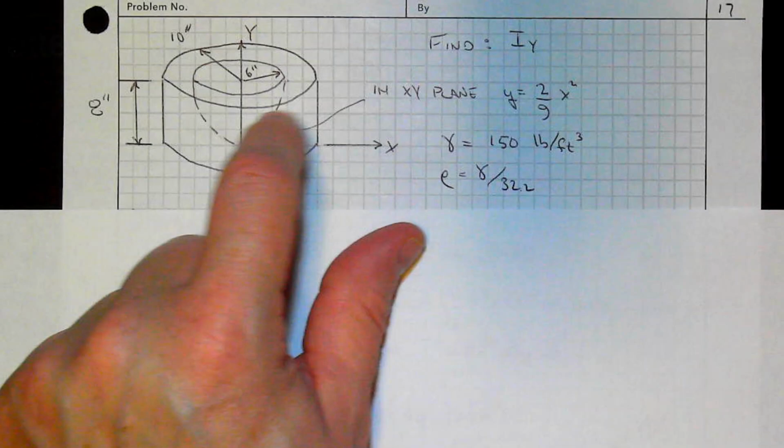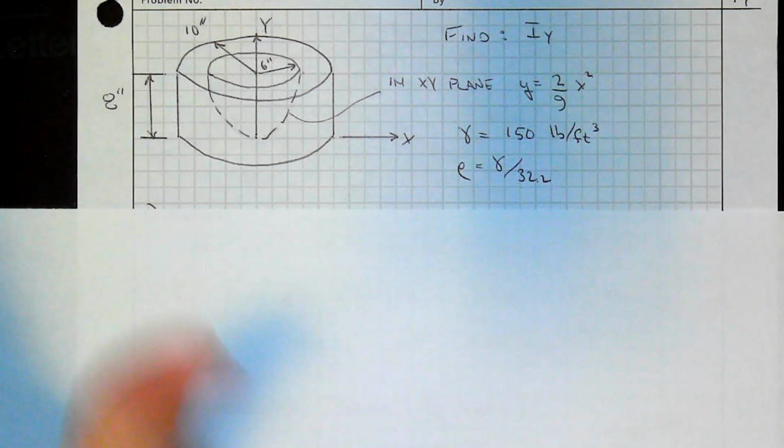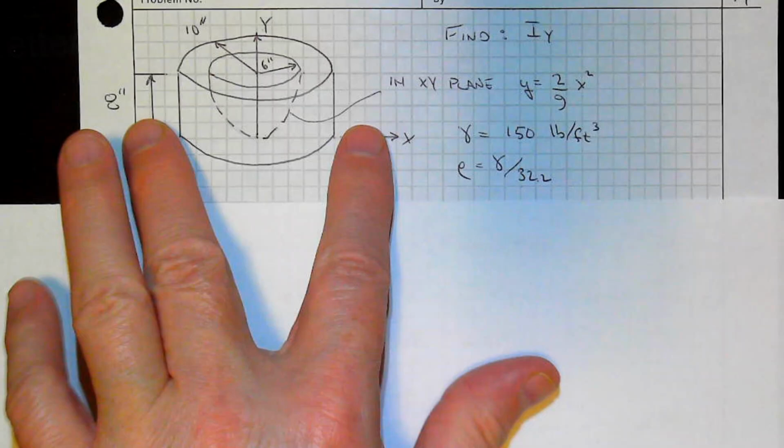So what I have here is a really big disk, 8 inches high, 10 inches in diameter. At 150 pounds per foot cubed, this thing's pretty heavy. Of course, this is specific weight. If we divide by 32.2, we would have the density, which we're going to need for mass. That's going to be relevant. So let's take a look at this really big disk that we have.